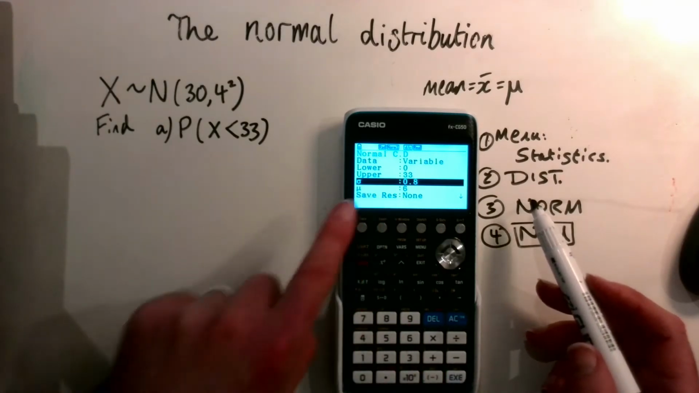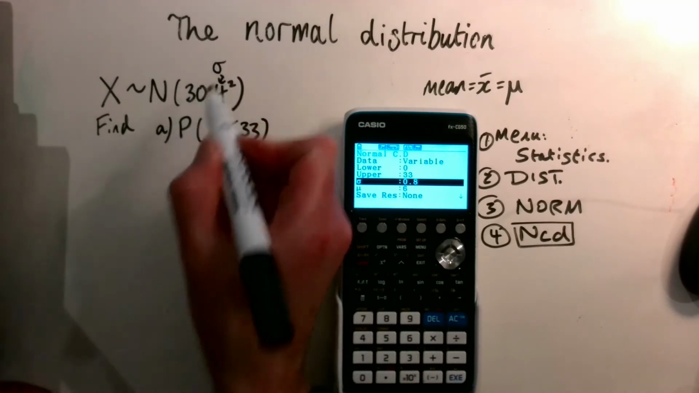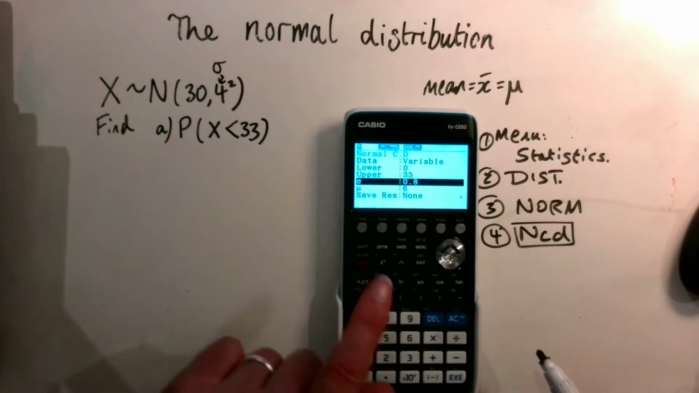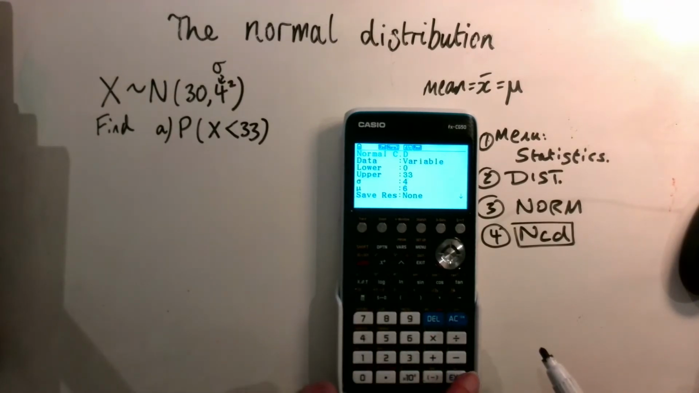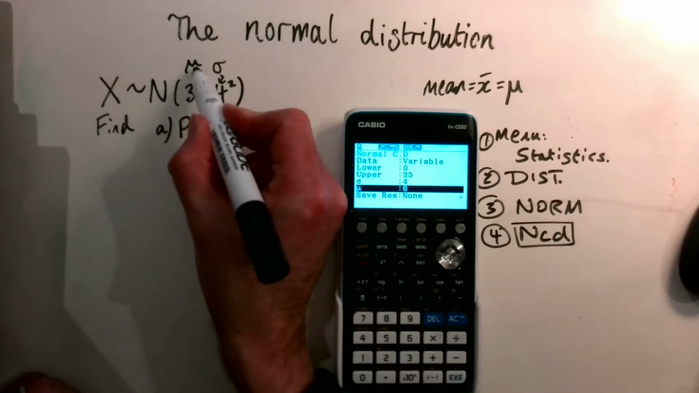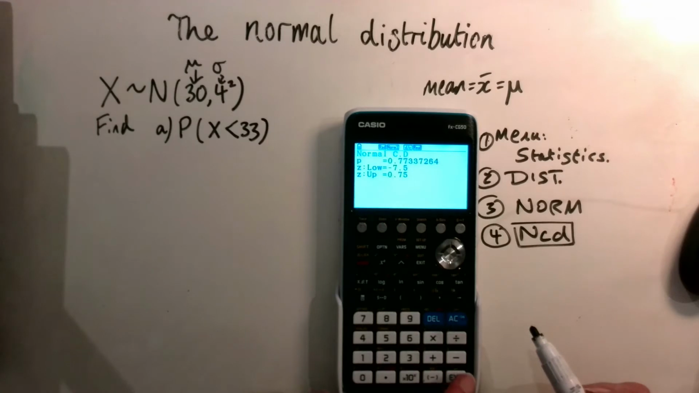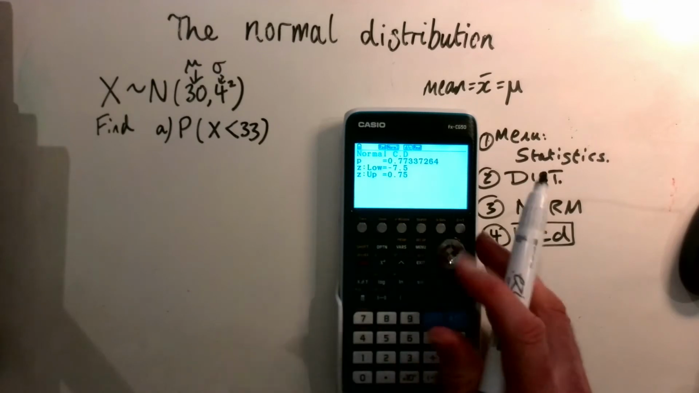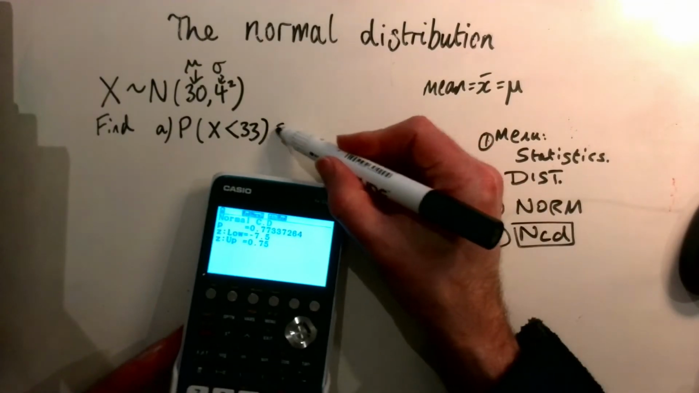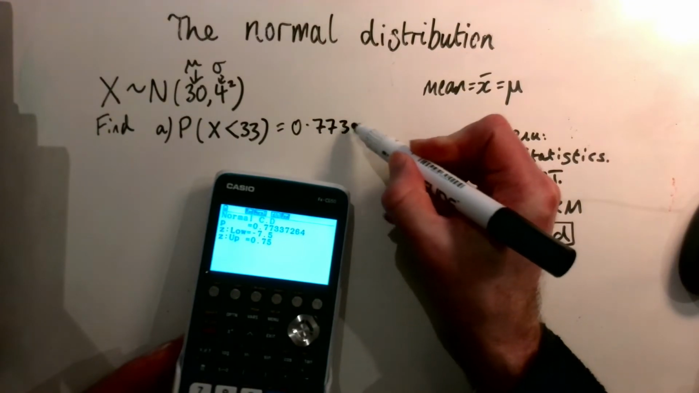Then we're going for the standard deviation. So standard deviation, remember, is the 4, not 4 squared. 4 squared is the variance. So that's 4. Then mu, that is the mean, which is our 30 there. So pop in 30. And then press execute, and you get the probability there is 0.7337. So always do these to 4 decimal places.